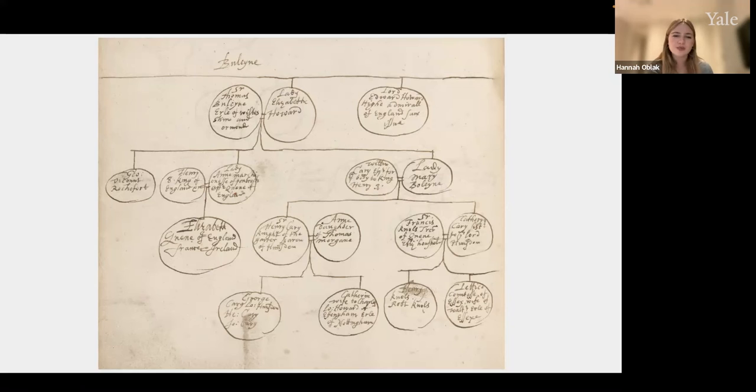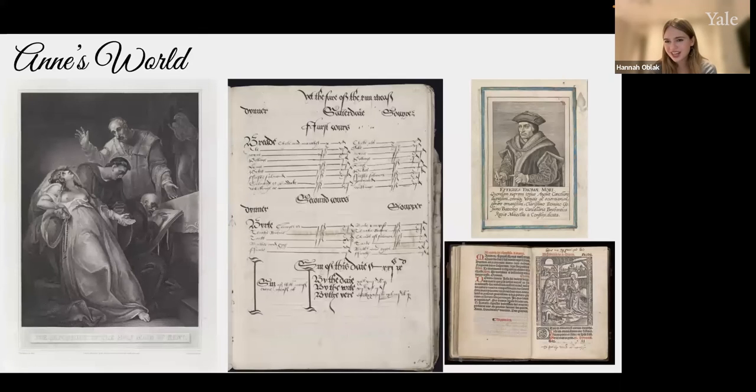So while you do see some trace of social hierarchy on the map, you also see that monarchy is viewed underneath the lens of family, which I find fascinating. Now, moving on from Anne's personal life, I wanted to talk about the world in which she lived.